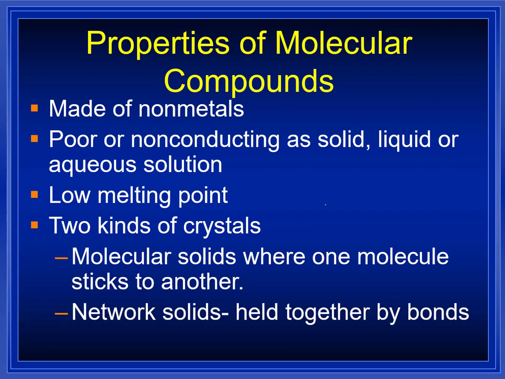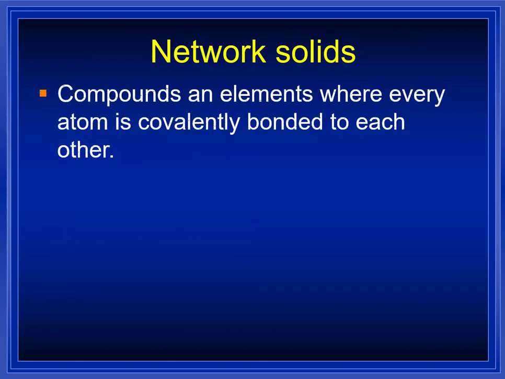And then there's one where it's a network. It's called a network solid, where every single atom is bonded to another atom. It's not just one bonded unit attracted to other bonded units; everything's bonded. So, examples of network solids. Where every element is bonded to each other, that it's really just one big, huge molecule.